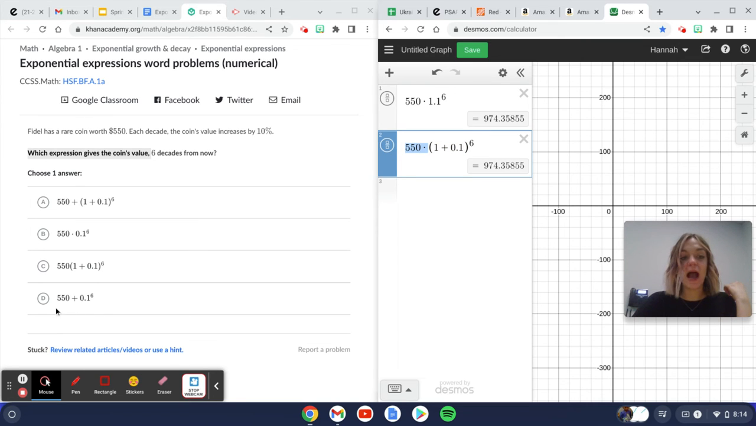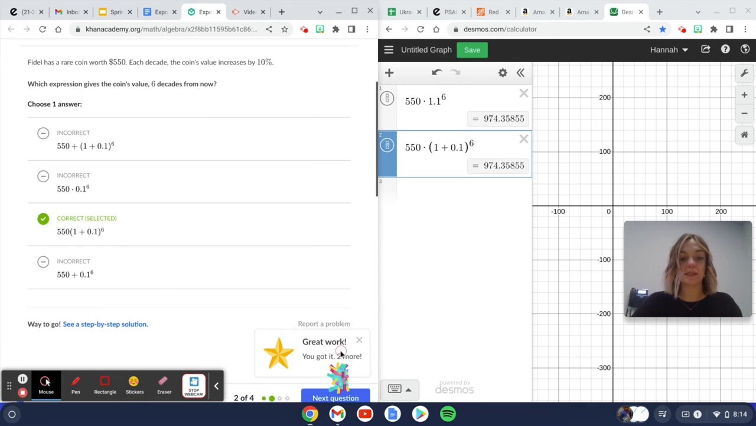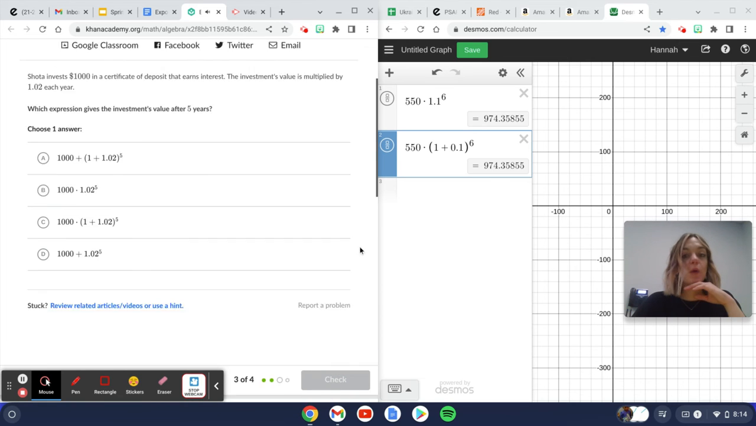And then this one, we added the growth factor, or we added the 10% with the initial starting point, which is not going to give us what we need because, 1, this is decaying, 2, we're not multiplying the growth factor and the initial value. So it's got to be C. We'll do one more together.